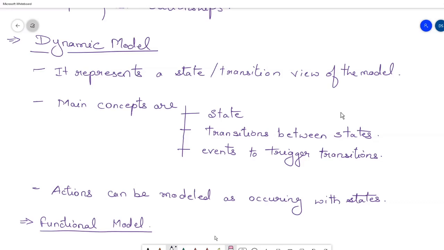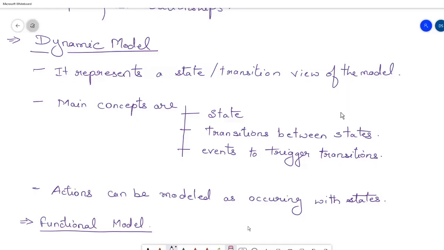the transition. Okay, so I just took a very simple example from our daily life. We are talking about whether our light is glowing, whether the light is switched on or not. So what would be the event and what would be the state? Okay, so the state is the light is not glowing.